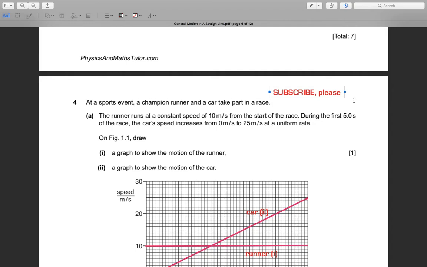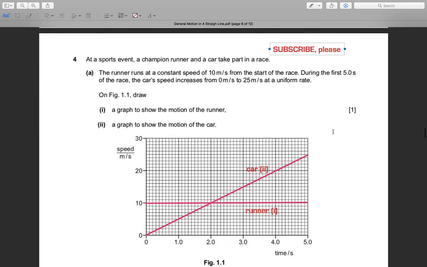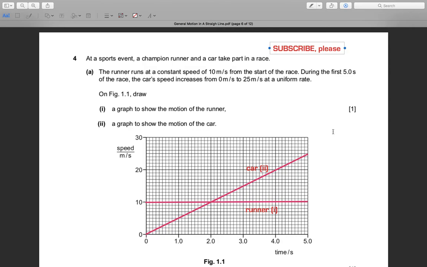Number 4. At the sports event, a champion runner and a car take part in a race. The runner runs at a constant speed of 10 meters per second from the start of the race. During the first 5 seconds of the race, the car's speed increases from 0 meters per second to 25 meters per second at a uniform rate. On figure 1.1, draw the first graph to show the motion of the runner, and the second a graph to show the motion of the car.